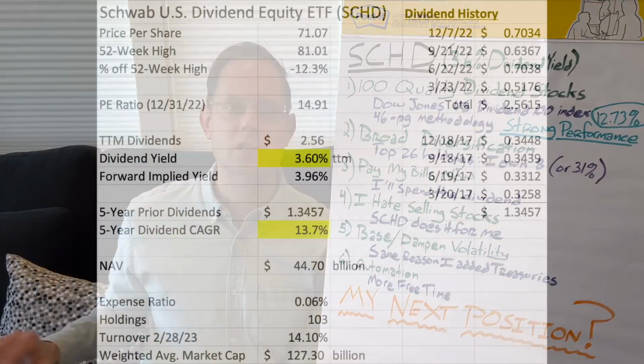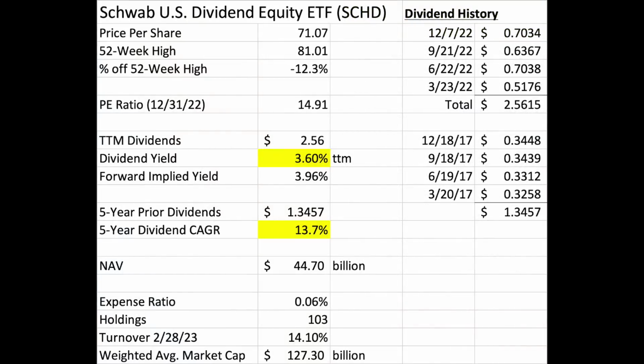Anyway, as you can see on the screen right now, I want to share with you some metrics around SCHD. This particular ETF is trading at $71.07. It's only 12% off the 52-week high. Right there is evidence that the volatility is pretty low with this thing, because many of the dividend stocks I own have had more volatility than that. The PE ratio based on 12/31 is 22, and the average PE ratio of the stocks in the ETF is 14.91, which is also a good indicator. That's a low PE ratio, so it's buying lower PE stocks.